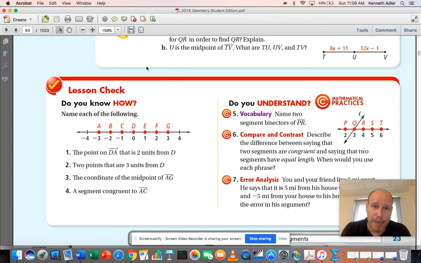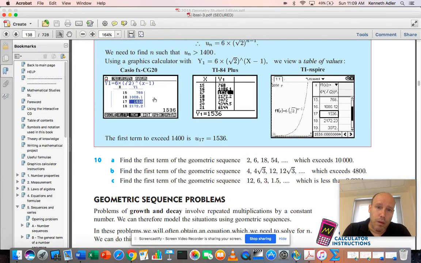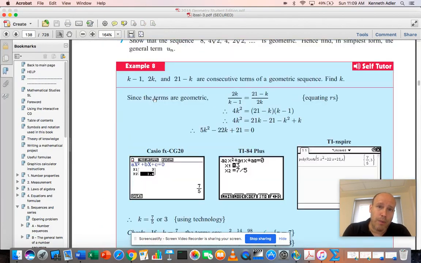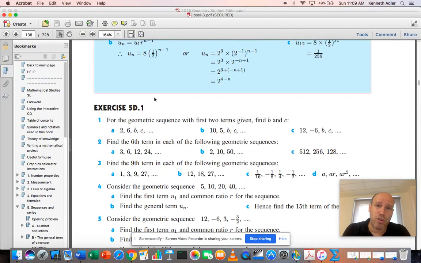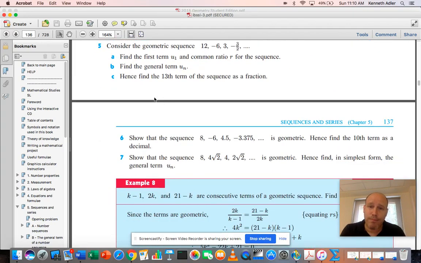So the first assignment is, let's go to the book. You are going to do exercise 5D. It's the PDF page 136. You're going to do 1 through 7, and you're going to do 10. Thank you.